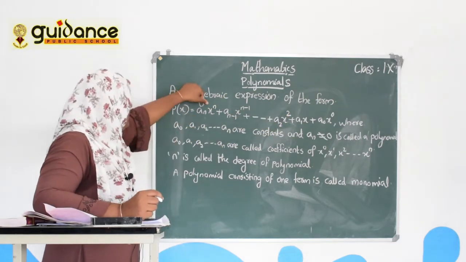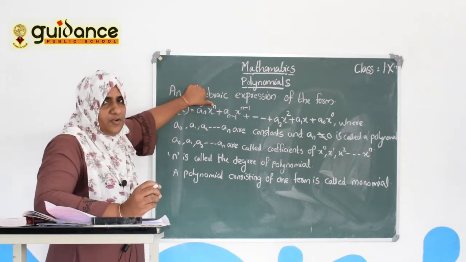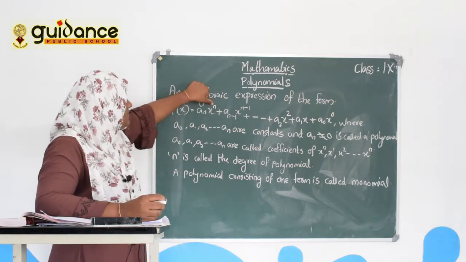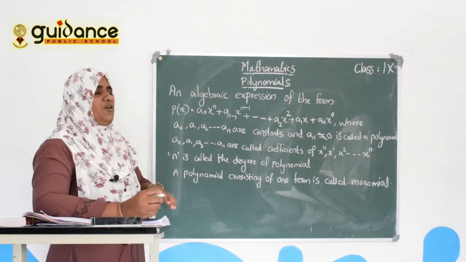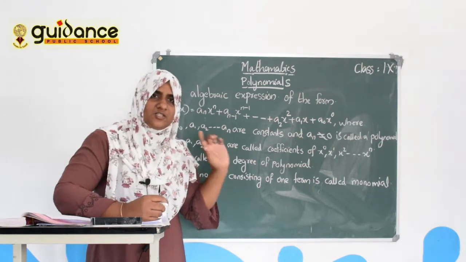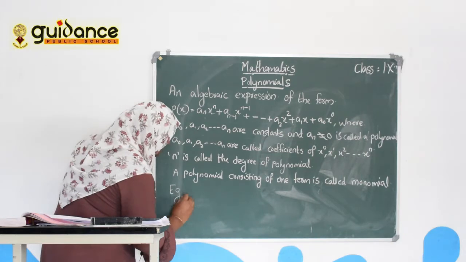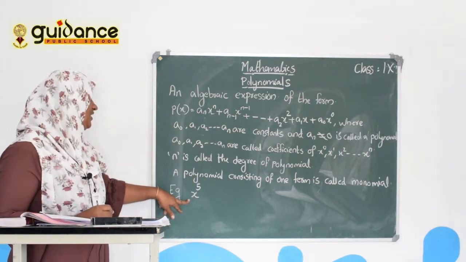n is called the degree of the polynomial. What is the degree of the polynomial? n is called the degree of the polynomial. Degree means highest power. Then a polynomial consisting of one term is called a monomial. For example, x raised to 5.